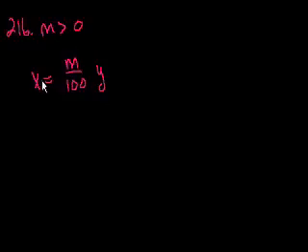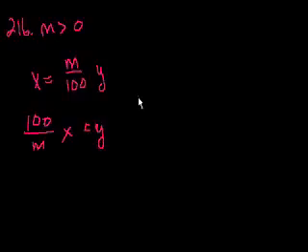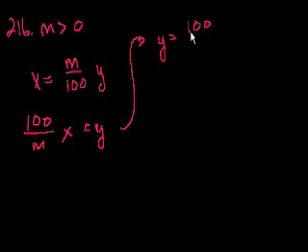Let's multiply both sides of this by 100 over m. So you get 100 over m x, and 100 over m times m over 100 is just 1, is equal to y. Let me switch the order. Y is equal to 100 over m times x.